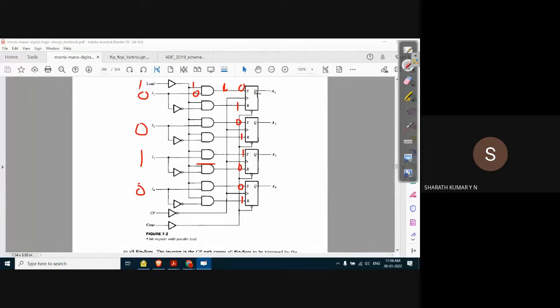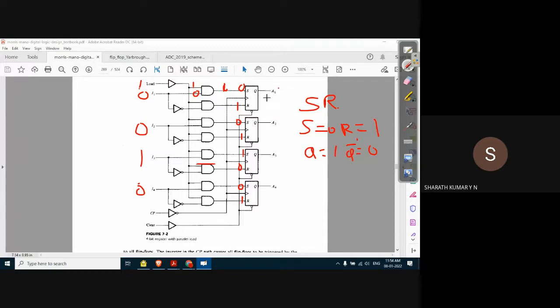The output is, for an SR flip flop, we know that if S is equal to 0, R is equal to 1, then Q is equal to 1, Q dash is equal to 0. This is R is equal to 1. Accordingly, let us write the output. S is equal to 0, Q is 1.